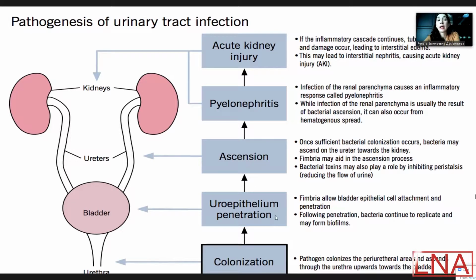And all these problems, through colonization, uroepithelium penetration and development of inflammation in the urine bladder, extension through pyelonephritis, can lead to acute kidney injury. In acute kidney injury the inflammatory cascades continue. Surely it depends on the duration of these cascades, the duration of inflammation. Tubular obstruction and damage occur and lead to interstitial edema. This may lead to interstitial nephritis, which in turn can cause acute kidney injury.